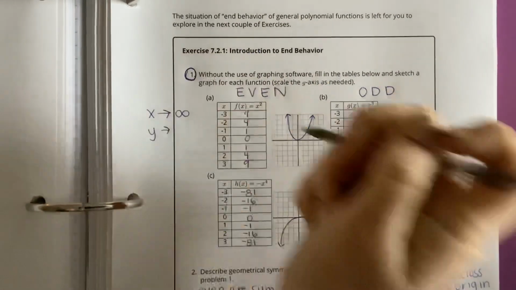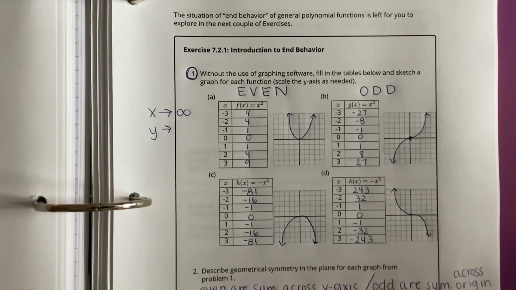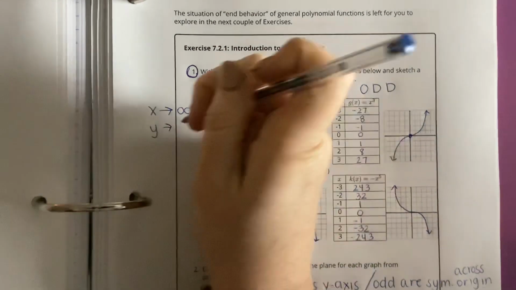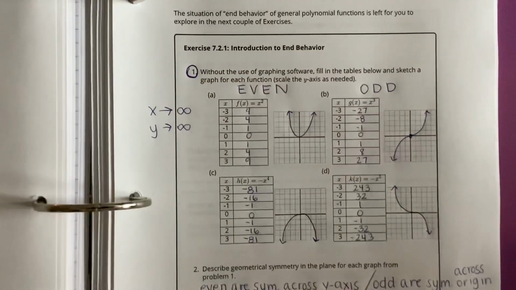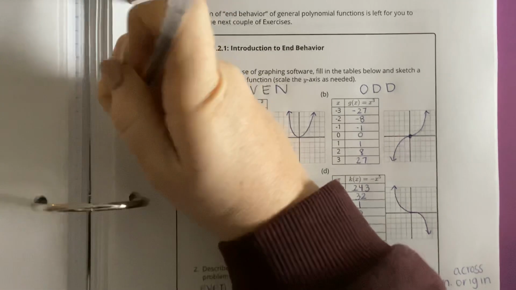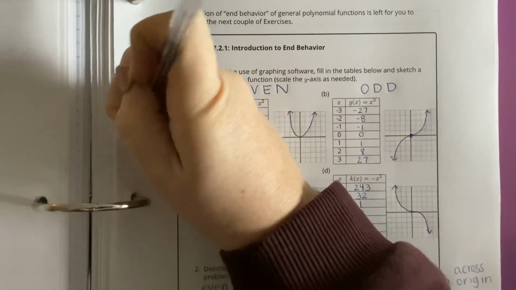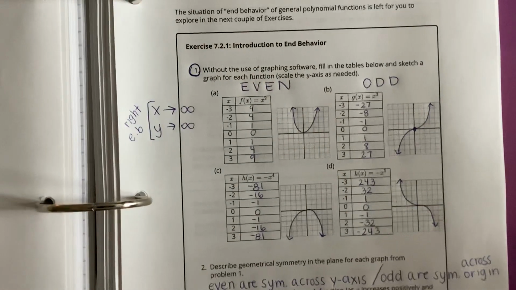Y approaches, and then you need to tell me, is it positive infinity or negative infinity? So as we go to the right of this graph, we're going up, up, up, up, up. So if we're going up forever, we're going towards positive infinity. This is what would be called right end behavior, because this is what's happening on the right side.